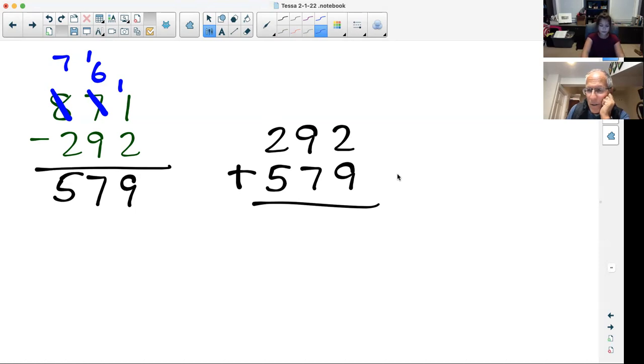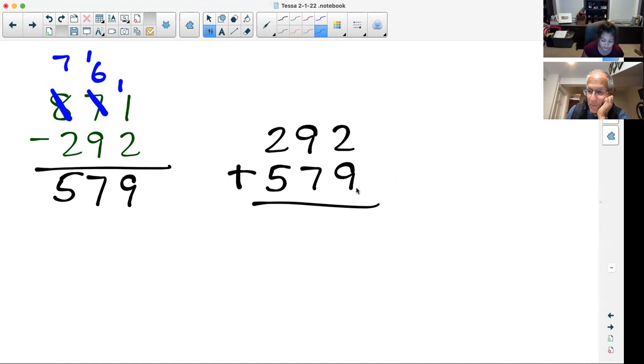Go ahead. Come on, 2 plus 9. Wait, where are we starting from? Come on. Always the ones digit. You always start with the units digit in addition, subtraction. Do you know what 2 plus 9 is, Tessa?